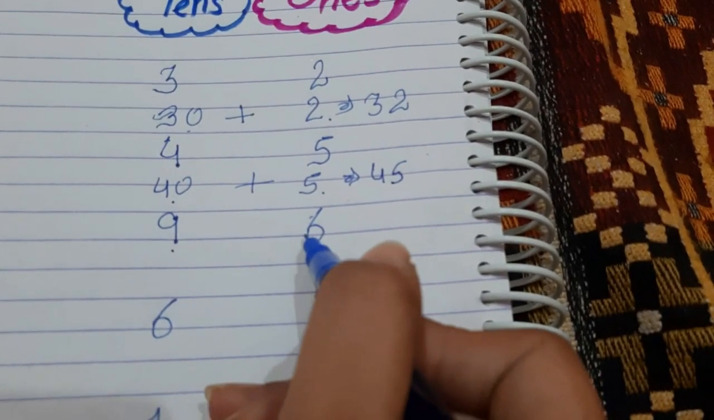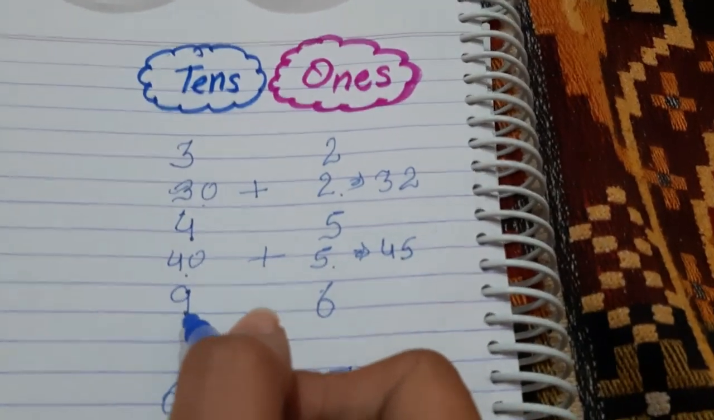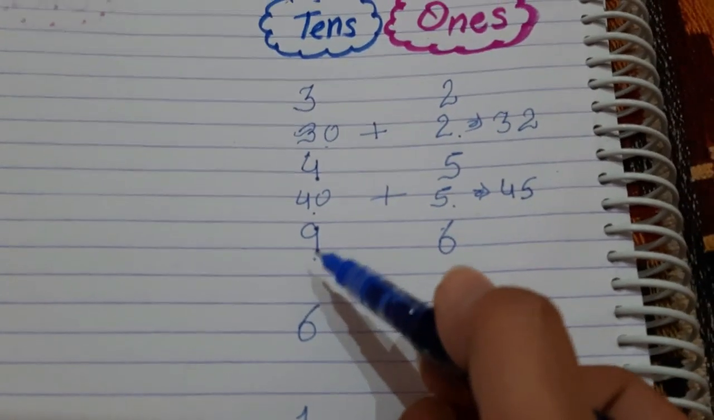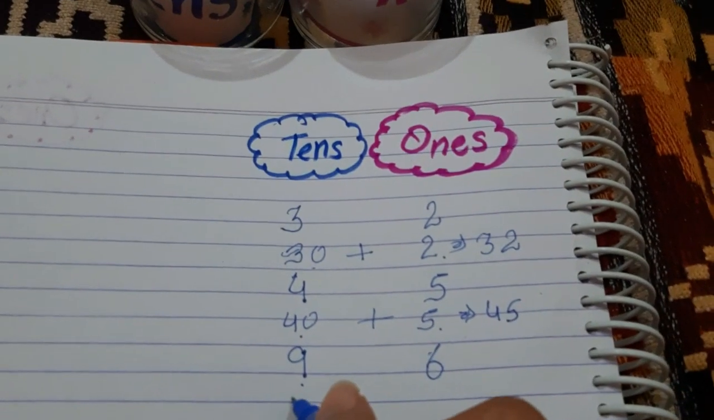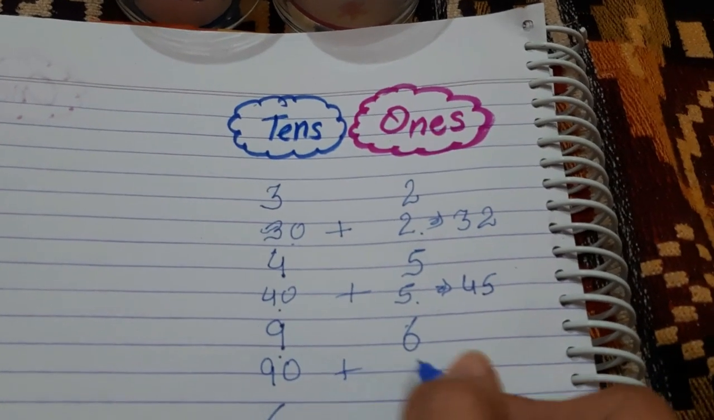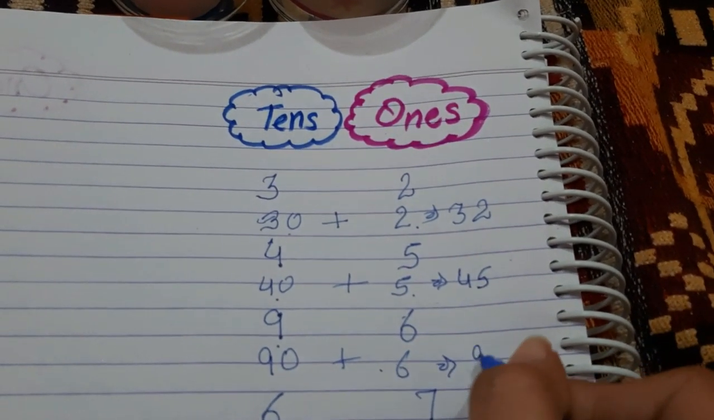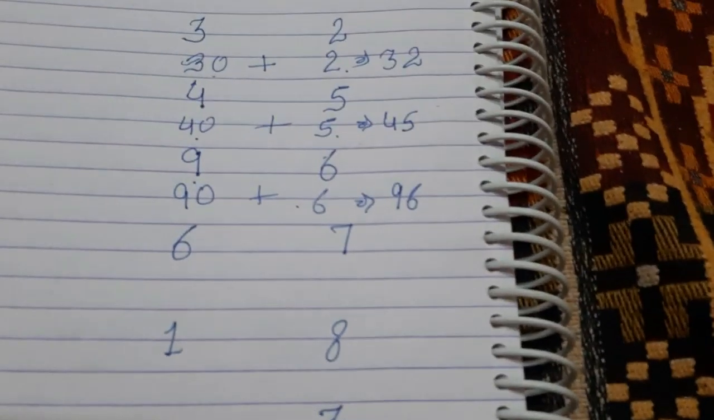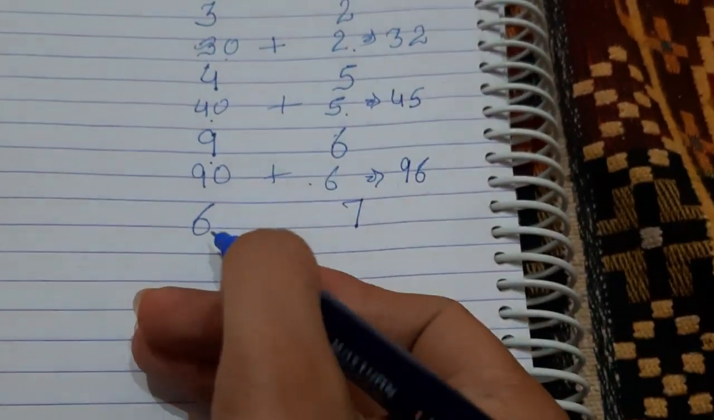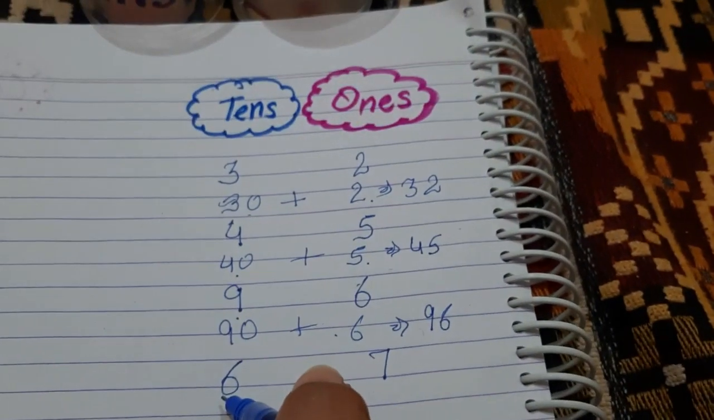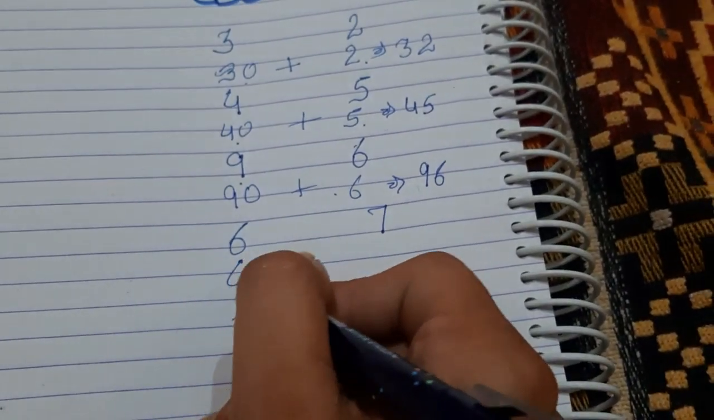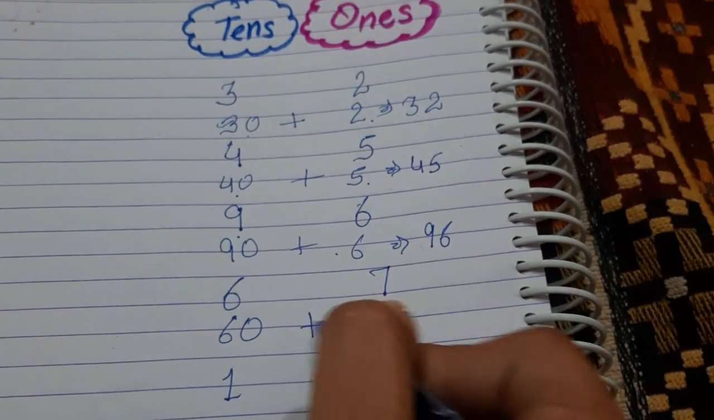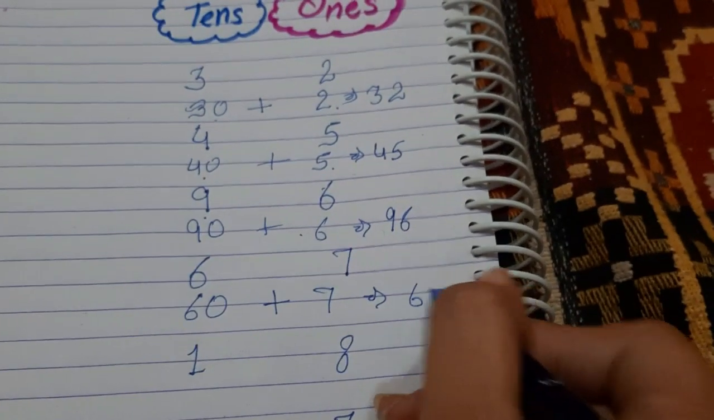Next, 9 and 6. 9 comes in tens. 9 times 10, so 90 plus 6 is known as 96. I hope it is easily clear to you. Next is 6 and 7. 6 comes in tens column, so it is 60 plus 7. 60 plus 7 means 67.